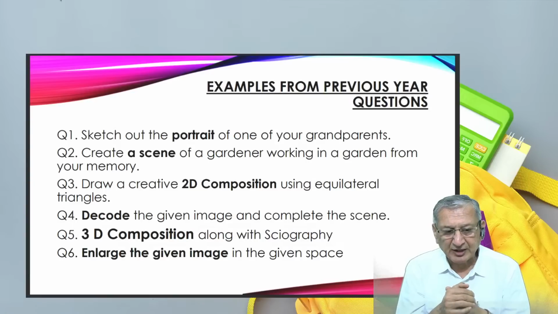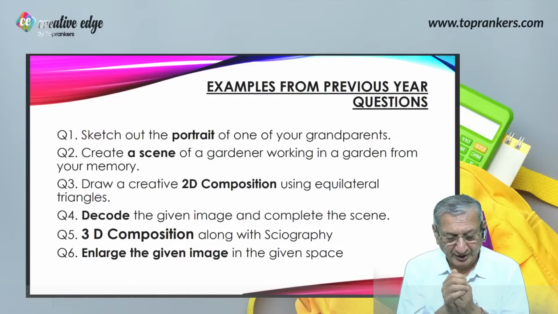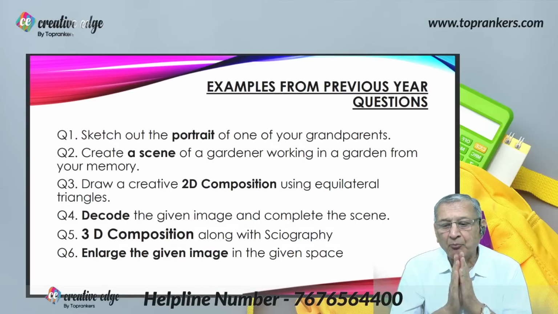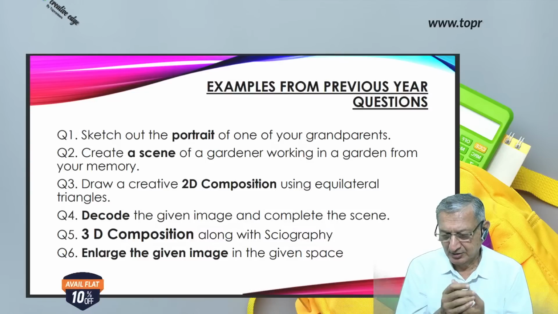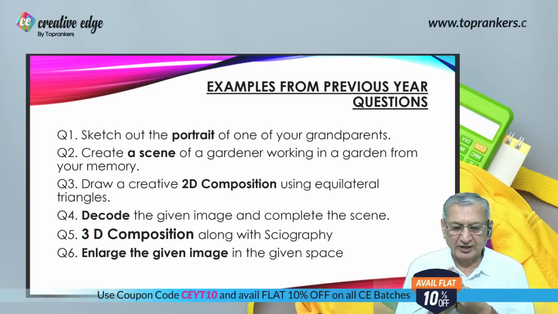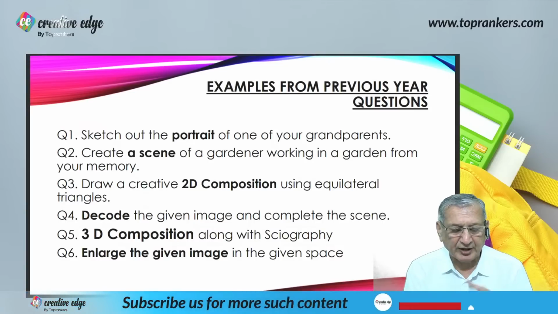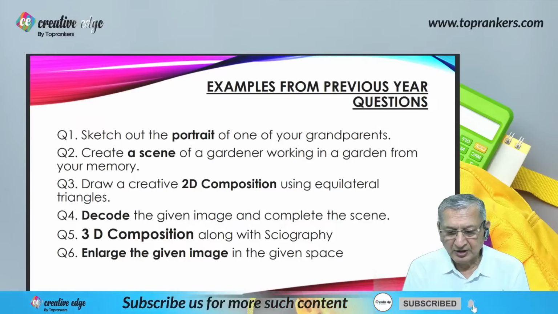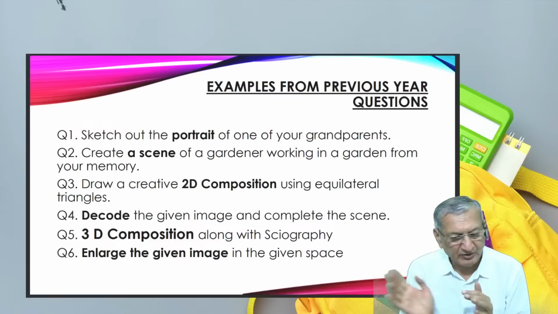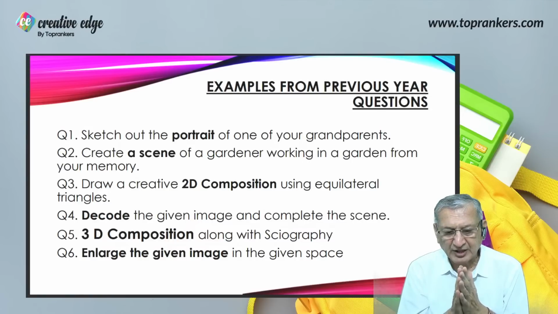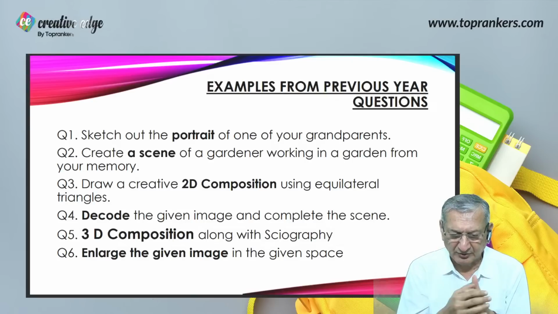Fifth type of question that I have noticed is 3D composition along with sciography, which again I don't pay much seriousness to because in the last 3 attempts it hasn't appeared. Maybe you do not know, IITs are conducting the exam, and a thing which is least expected is brought forward in the next attempt. So don't go away from it. Don't leave it alone. We'll discuss it as we go ahead. Then enlarging the given image in the given space is another way of asking.